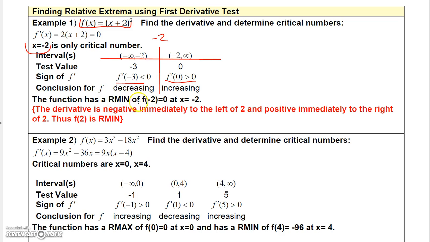And the minimum is the y value. So to get the minimum, I have to plug negative 2 back into the original function up here. Negative 2 plus 2 is 0, and 0 squared is 0. So f of negative 2 is 0. So basically, this graph has a minimum at the point negative 2, 0. Negative 2 is where it occurs. 0 is the actual minimum.